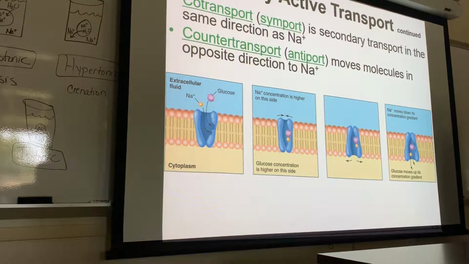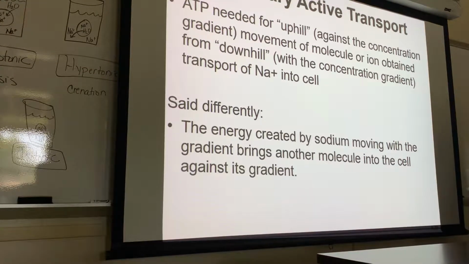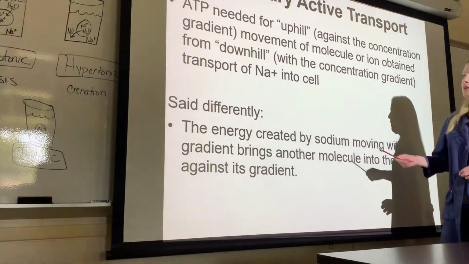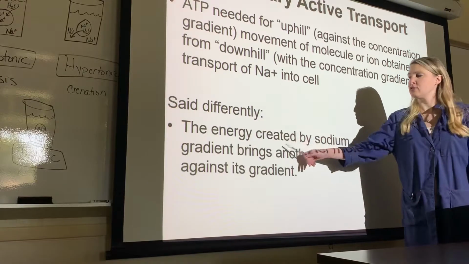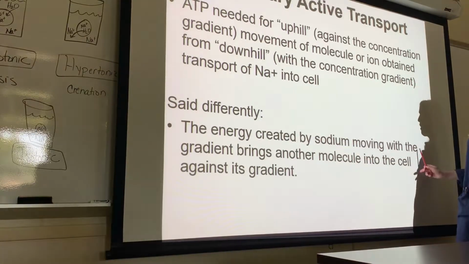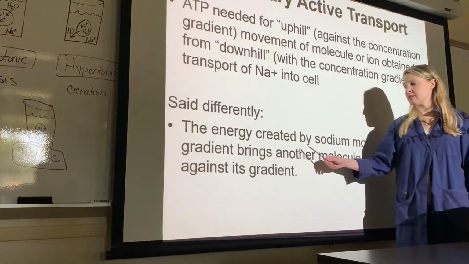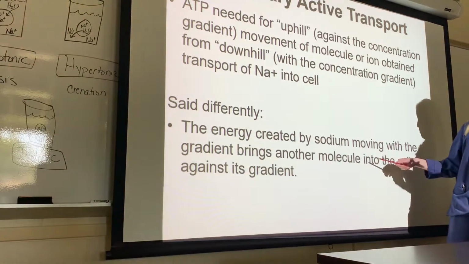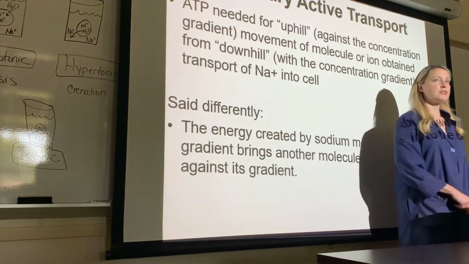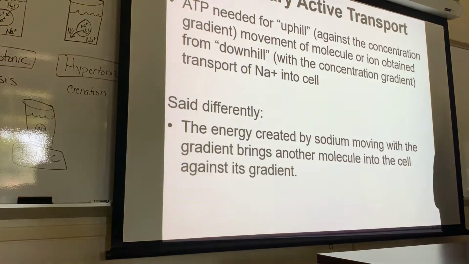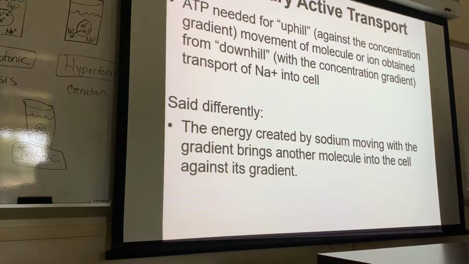Okay, so on the previous slide, it actually explains it. I think this is a pretty decent explanation. The energy created by sodium moving with its gradient brings another molecule, in the case we just saw, glucose, into the cell against its gradient. So that's symporter. And that's secondary active transport. Any questions?